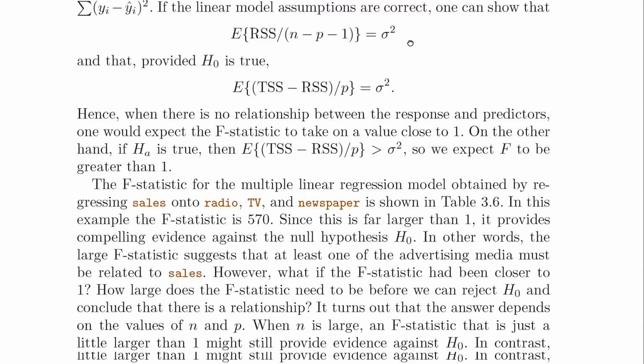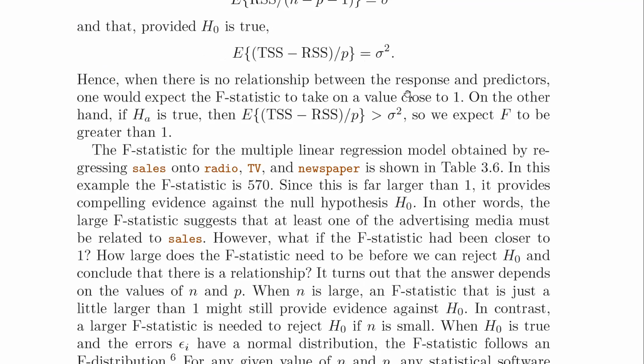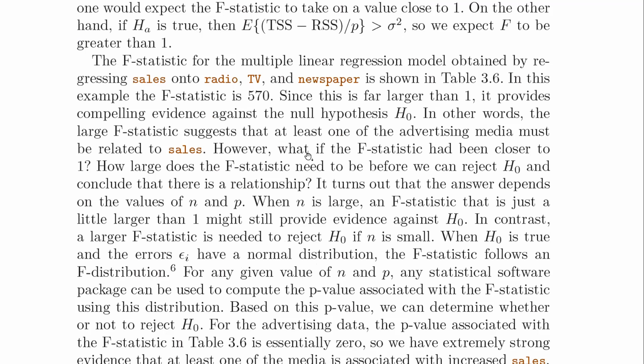Is 570 statistically significantly larger than 1? This is where you use the F distribution. But I think the book is, for the time being, content with just saying this is far larger, in inverted commas, whatever we mean by far larger. It's larger. I mean, 570 is larger than 1. Is it far larger than 1?